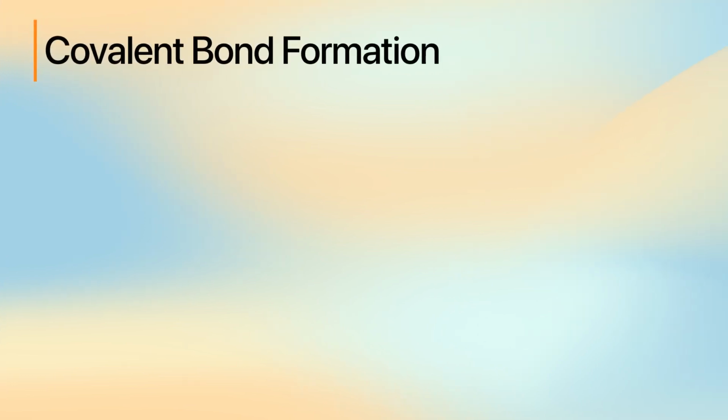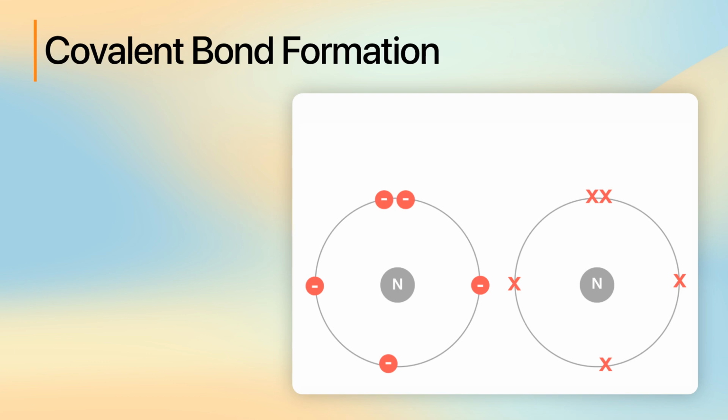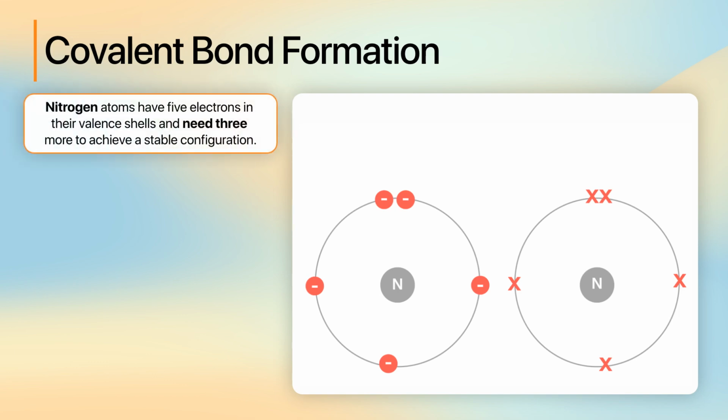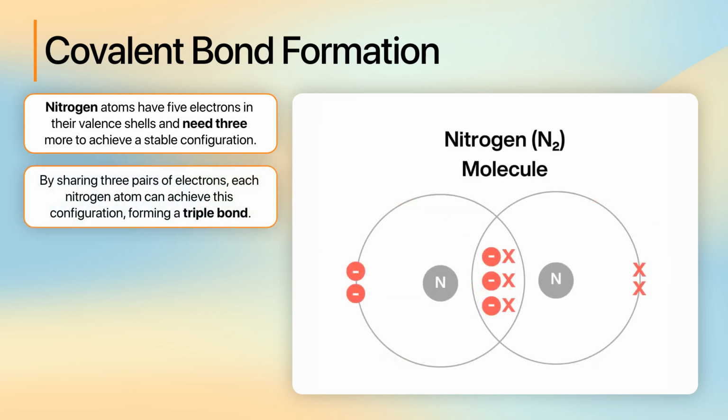We have a similar situation with nitrogen gas, N2. Nitrogen atoms have 5 electrons in their valence shells and need 3 more to achieve a stable configuration. By sharing 3 pairs of electrons, each nitrogen atom can achieve this configuration, forming a triple bond.